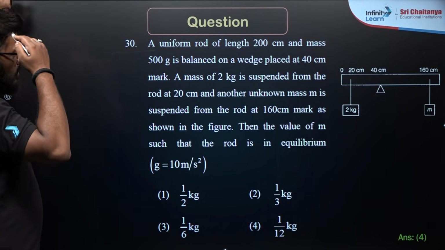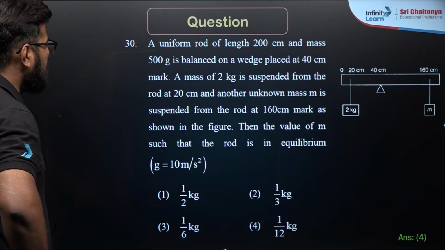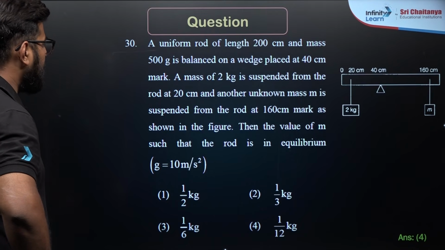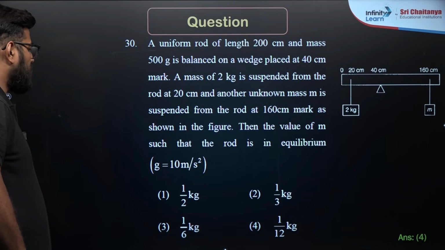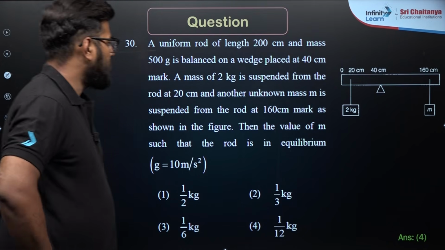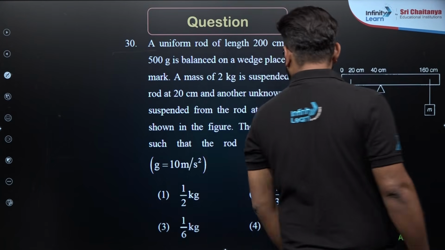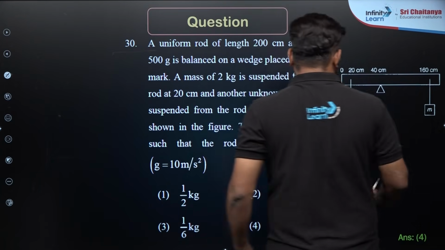A uniform rod of length 200 centimeter and mass 500 gram is balanced on a wedge placed at the 40 centimeter mark. A mass of 2 kg is suspended from the rod at the 20 centimeter mark and another unknown mass m is suspended from the rod at the 160 centimeter mark, as shown in the figure. Then what will be the value of small m such that the rod is in equilibrium? Okay, so you just need to talk about rotational equilibrium.